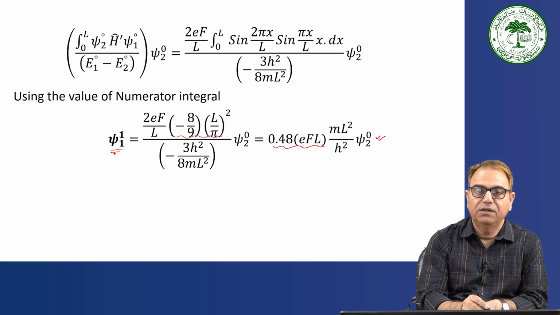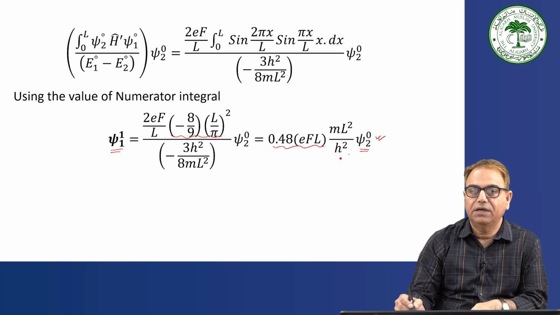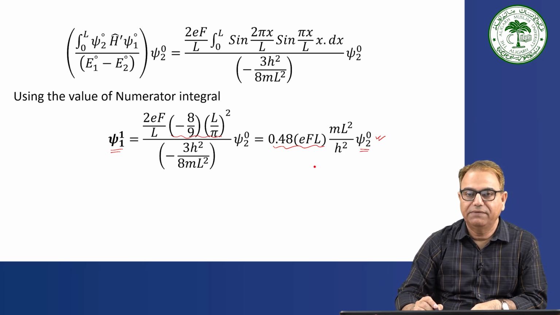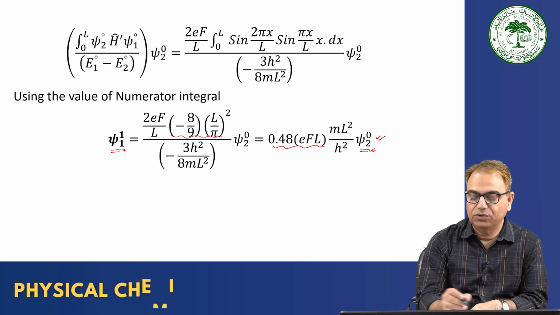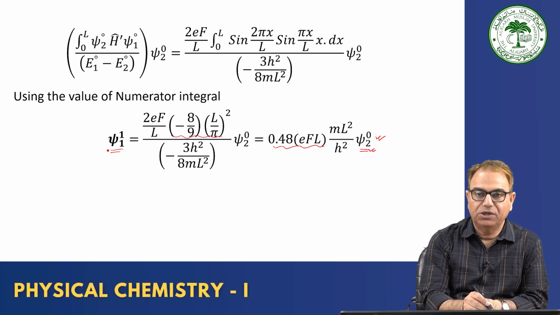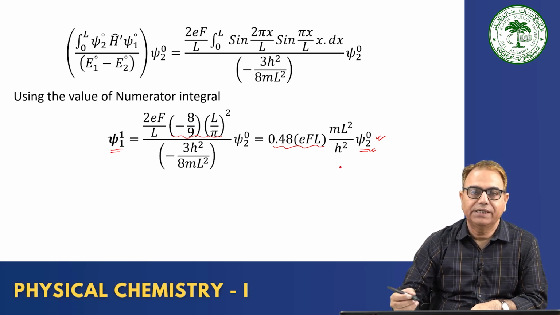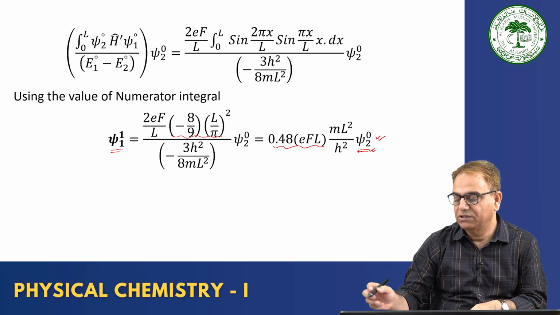First order correction to the ground state is depending upon the wave function of the first excited state of the particle in one-dimensional box. Of course, it is known to you, but this you should mark, that correction to the ground state of the perturbed system, to find this out, you require first excited state wave functions. You do have the wave functions, we can do this, but we will stop here.